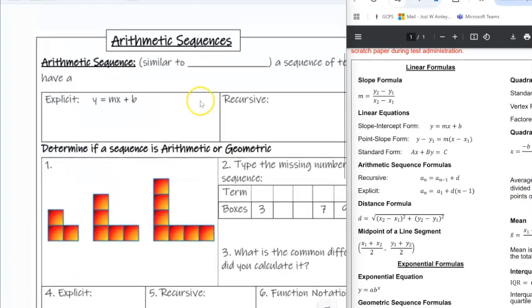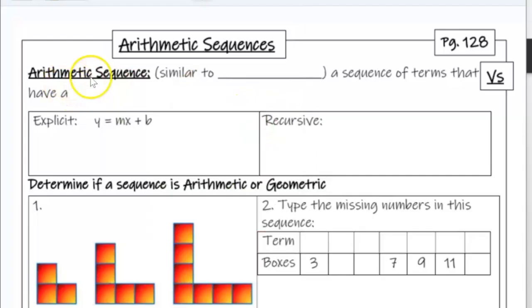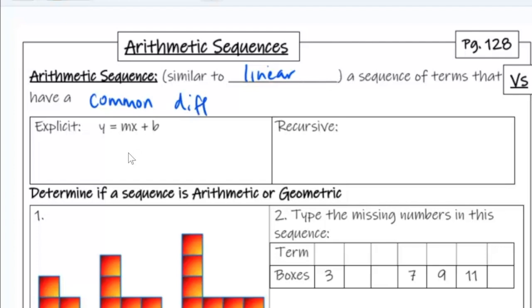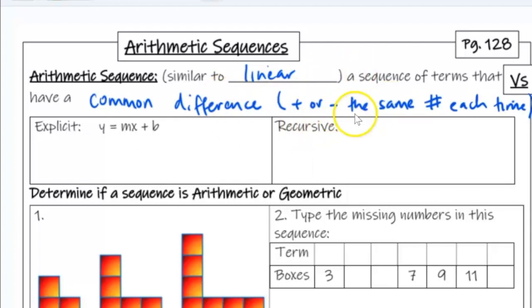I'm going to start today by looking over arithmetic sequences. Arithmetic sequences are similar to linear functions. An arithmetic sequence is a sequence of terms that has a common difference. What that means is that you're adding or subtracting the same number each time. In a linear function, that adding or subtracting the same number each time is called a constant rate of change. So when you're talking about sequences, it's called the common difference, but when you talk about linear, it's called the constant rate of change.